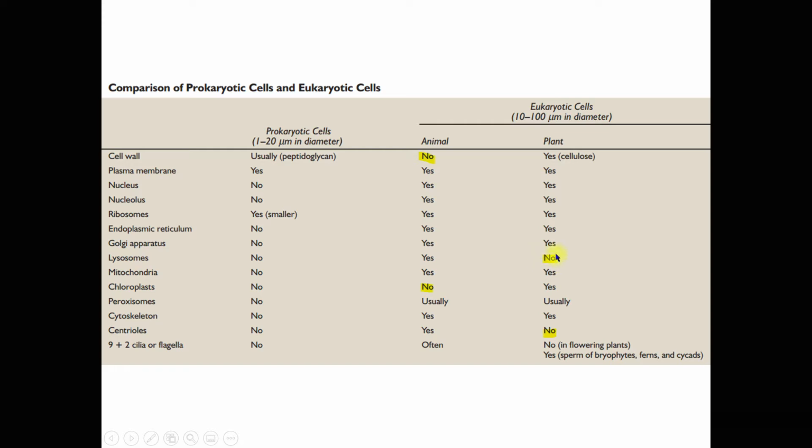I just want to discuss the yellow ones, the ones that are highlighted here. Now, lysosomes. Plant cells do not have lysosomes. Please bear that in mind, right? Lysosomes are only available in the animal cell. Chloroplasts are only available in the plant cell. And when it comes to centrioles, centrioles are only available in the animal cell. Centrioles.